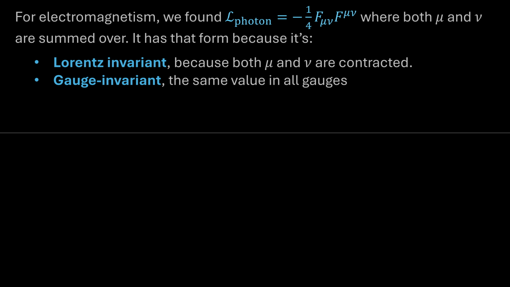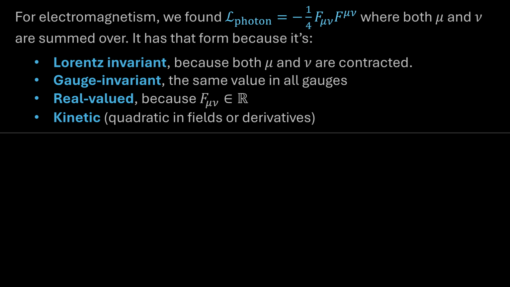Okay, and so the next good thing about the photon's contribution to the Lagrangian of electrodynamics is that it's real valued. The reason being, in electromagnetism, the components of the field strength tensor are all real numbers. And so each F_μν is real, and so therefore, when you're summing over all these F_μν, that's going to be a real number. And then the last nice thing about this is that the expression is kinetic, meaning that you end up with quadratic expressions. And so that's all good.